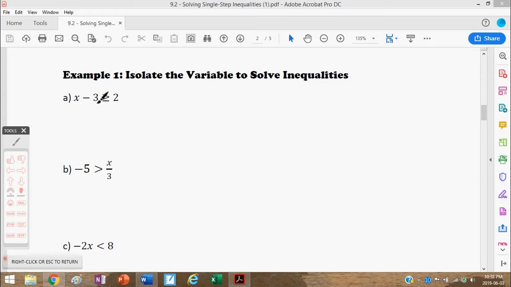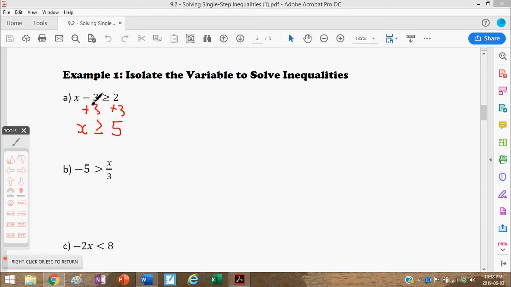In this case, we're looking for x minus a number is greater than or equal to 2. All right, well, let's get the variable by itself. How do we do that? Well, we're subtracting 3 from the x, so let's add 3 to both sides. And so we're left with x is greater than or equal to 5. So this is going to be true for all values of x that are greater than or equal to 5.